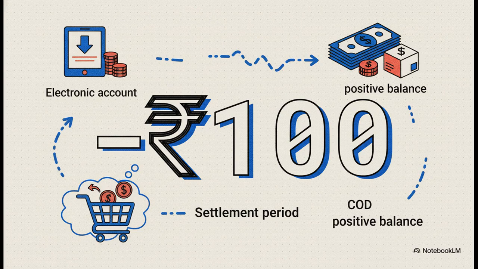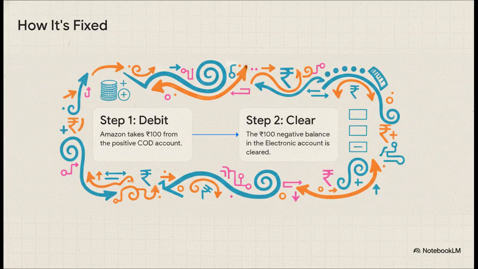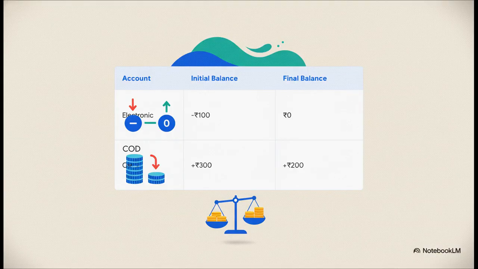So, what happens now? It's a super simple 2-step dance. Amazon's system automatically dips into your healthy COD account, pulls out that 100 rupees, and uses it to completely wipe out the negative balance in your electronic account. And the best part? It all happens automatically. You don't have to do a thing. And here's what it looks like in the end. Your electronic account goes from being minus 100 all the way back to a nice, clean 0. And your COD account, which started with 300, is now at 200. The debt is gone and everything is balanced out.